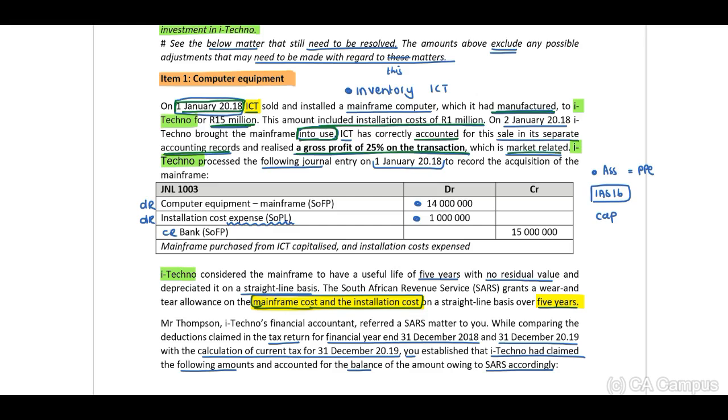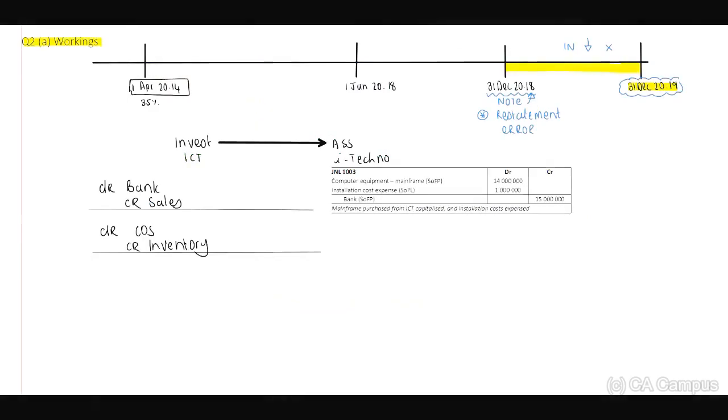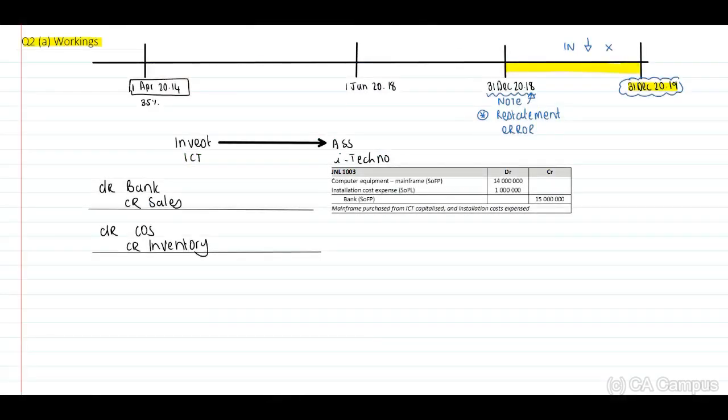Which is market related. Techno processed the following journal on 1 January 2018. Right, as always, let's have a look at our journal entries in the separate records. Now, please, guys, I'm going to write this out. You do not have to include this.